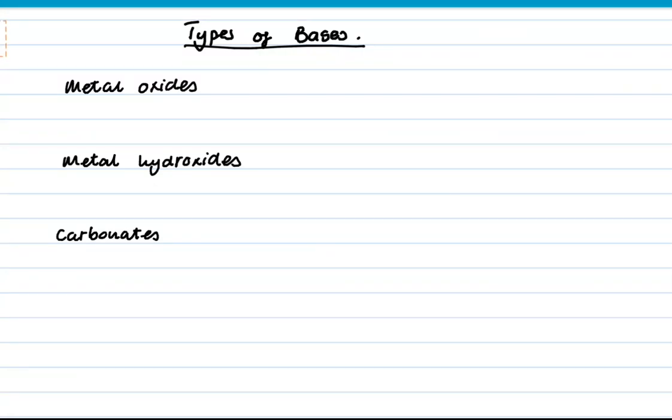Welcome. The next part is types of bases. First of all, we have what are called metal oxides. For example, we may have magnesium oxide.